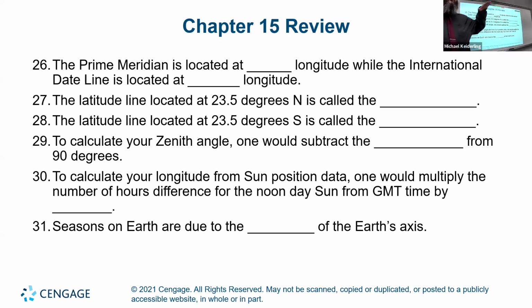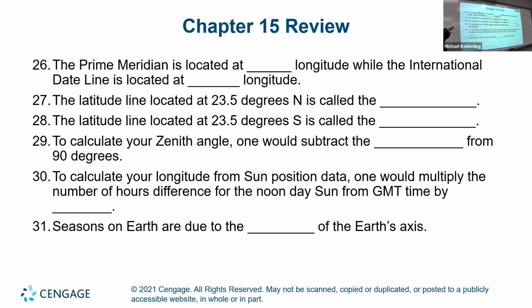The latitude line located at 23.5 degrees north is called the Tropic of Cancer. The latitude located at 23.5 degrees south is called the Tropic of Capricorn. To calculate your zenith angle, you would subtract the altitude angle from 90 degrees. To calculate your longitude from the sun position data, you multiply the number of hours of difference for the noonday sun from GMT time by 15 degrees.